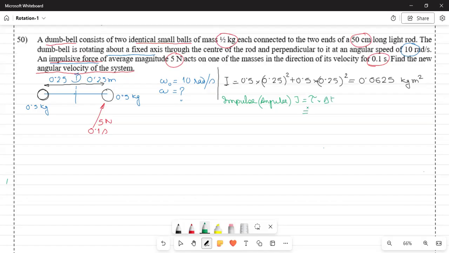Now, what is the torque of the force? The force is 5 Newton and the distance from the axis of rotation is 0.25. So it is 5 into 0.25 into del t, which is 0.1 given. So J is equal to 5 into 0.25 into 0.1, which is equal to 0.125. This is the measurement of impulse.